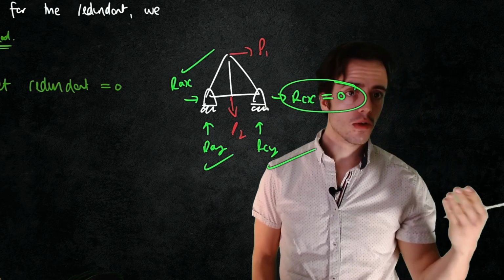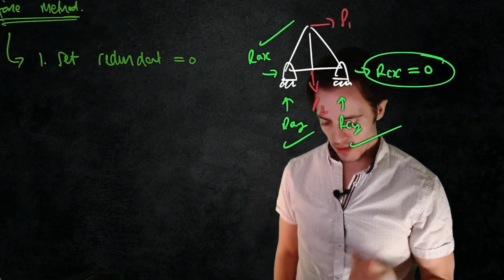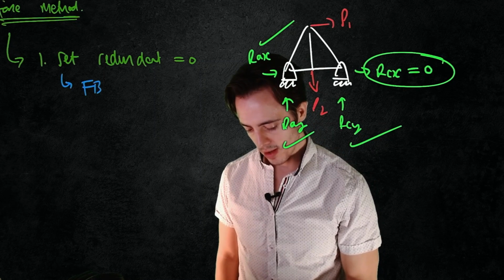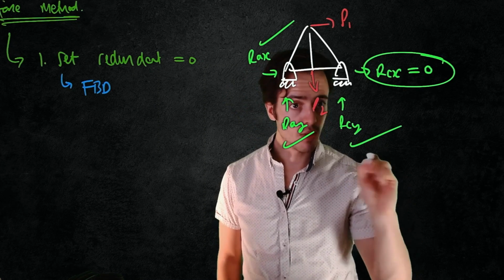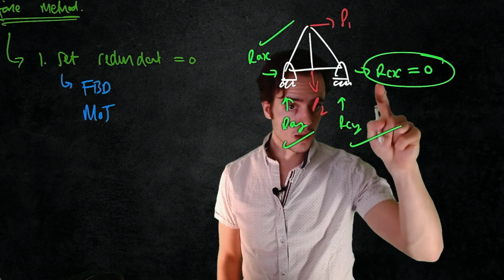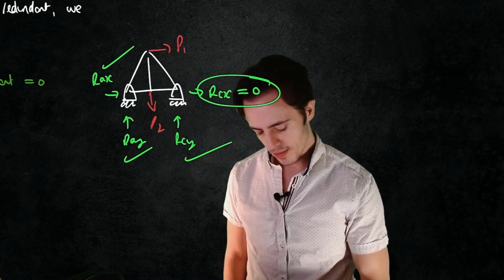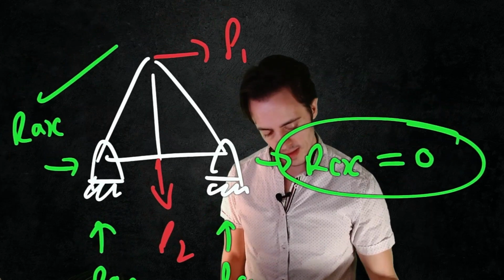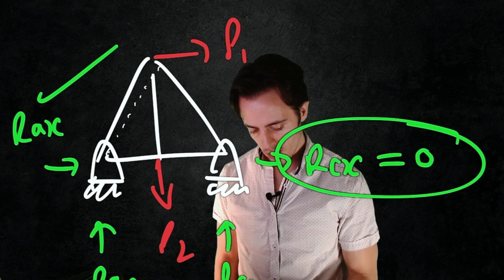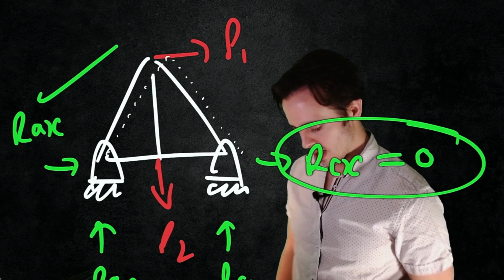Okay, and we can do that because we've got the free body diagram where we have those 3 equations. So set the redundant equal to 0, and then what we're going to do is do a free body diagram to get the 3 remaining reactions. We're then going to do the method of joints to get the internal forces, and ultimately what we want to determine is, let's zoom in on this, the structure is going to move somewhat under that loading. Let's say it moves like this.